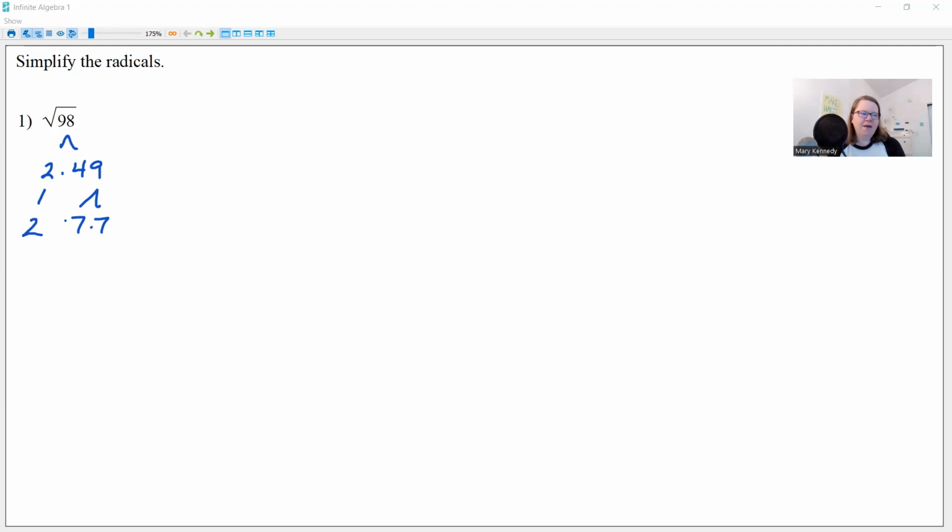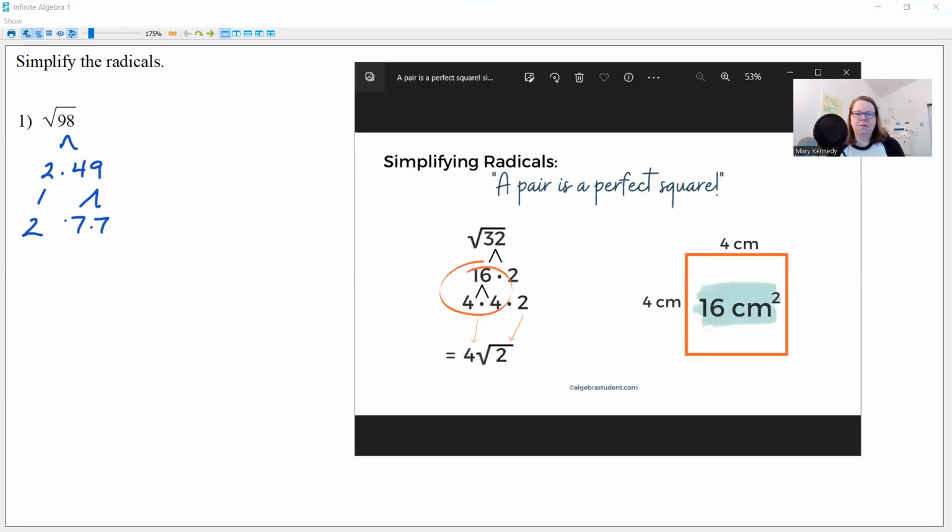And when I have a pair of the same number, let me pull up my little image here. So when I have that, I can remember that a pair is a perfect square. And if I have a perfect square, that's what these radicals, those little square root symbols are all about, is finding perfect squares within them and simplifying. So if I have a pair, then I have a perfect square. And so I can say, okay, well, I'm going to circle my perfect square here. And all I have left is that 2, which we already decided doesn't have anything that it can combine with.